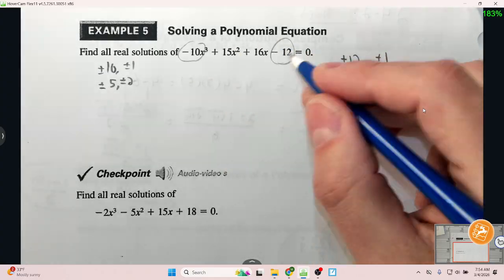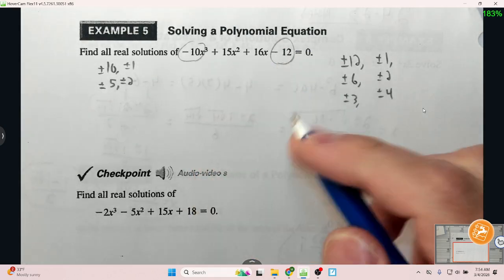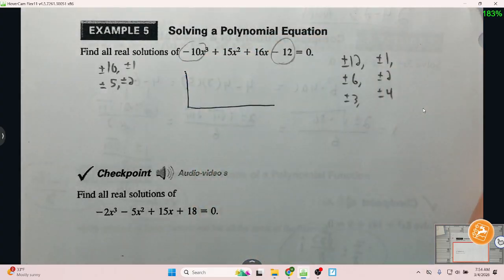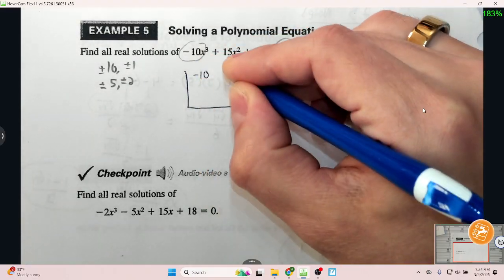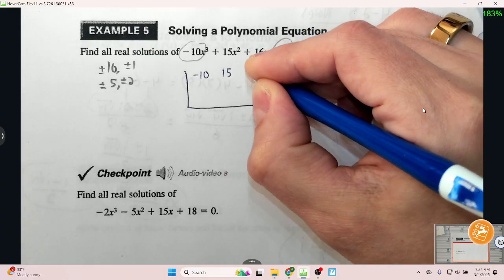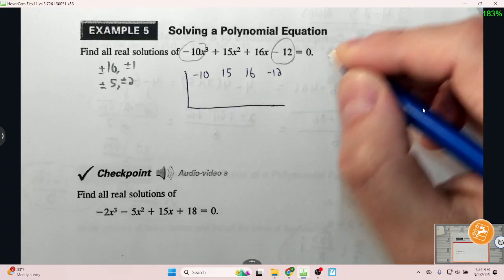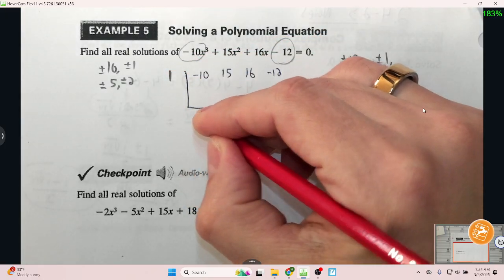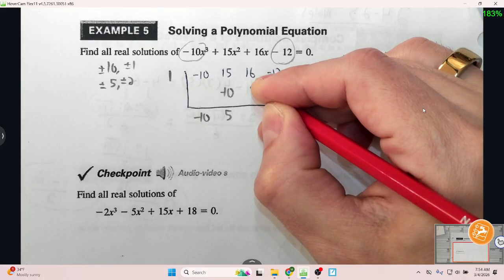Now, there might be other ways to tackle this. I wonder if you could get it by grouping. I don't think you can, but it looks like you almost could, but it doesn't quite look like it's going to work. But if you could, then that's fine. So this is always going to be negative 10, 15, 16, negative 12.